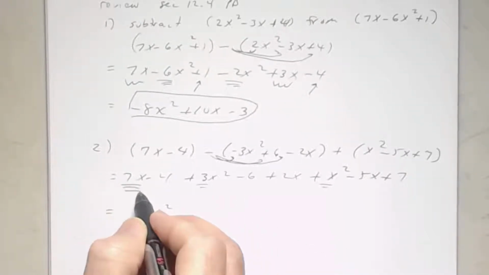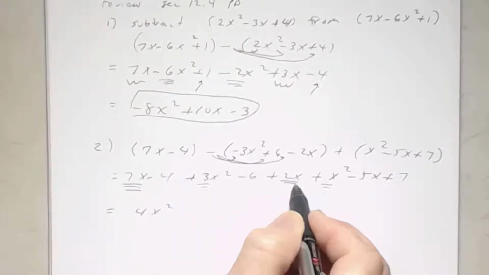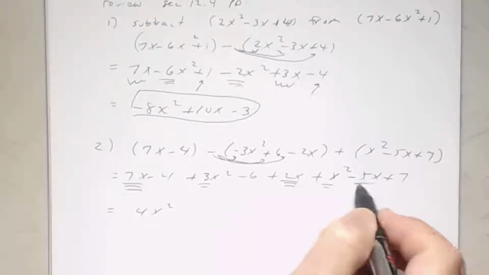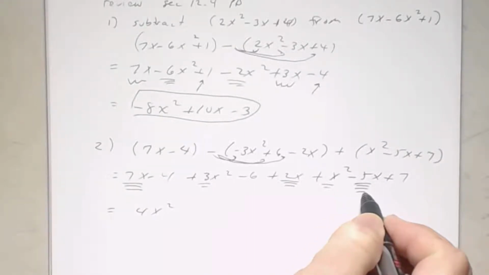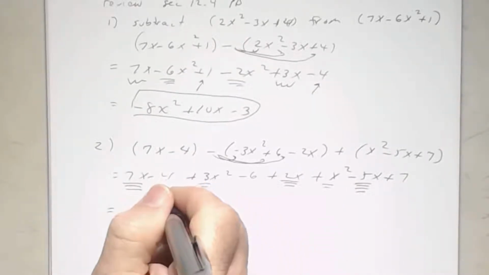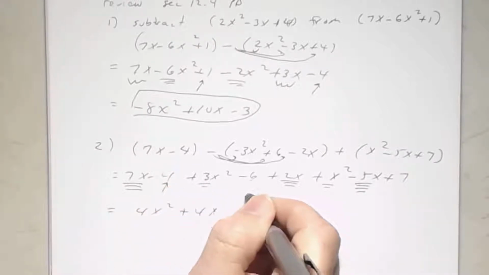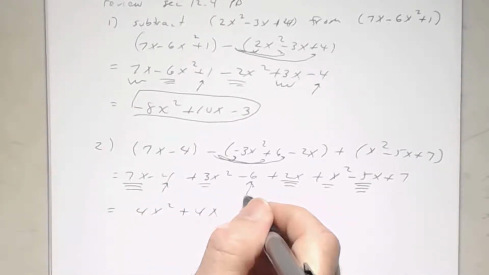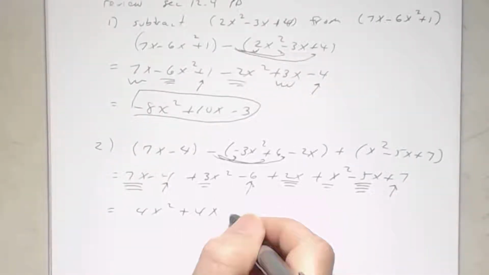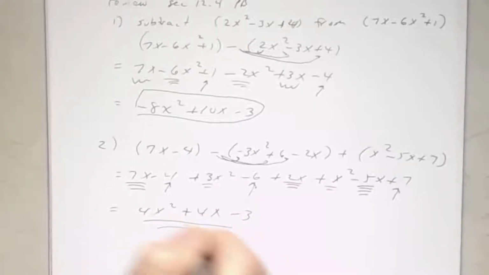7x and 2x is what? 9x, and a negative 5x is 4x. All right? Now your constants. What's a -4 and a -6? And then what's a -10 and a +7? -3. All right, there's your answer.